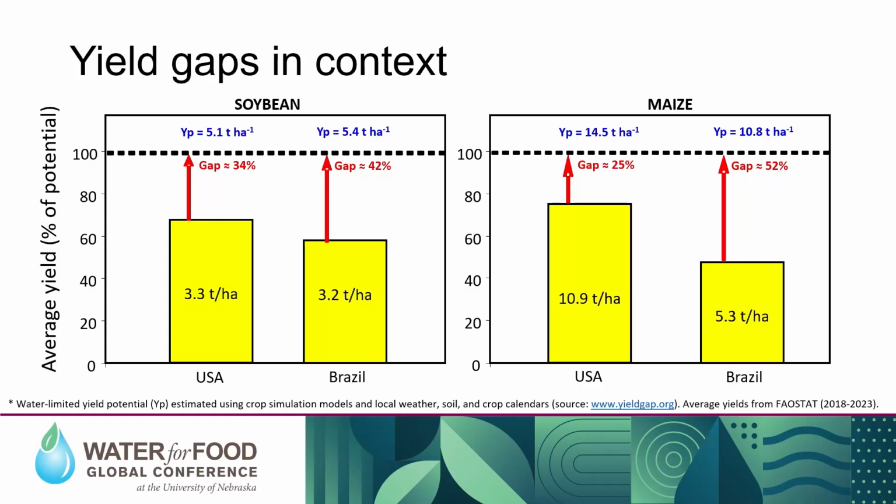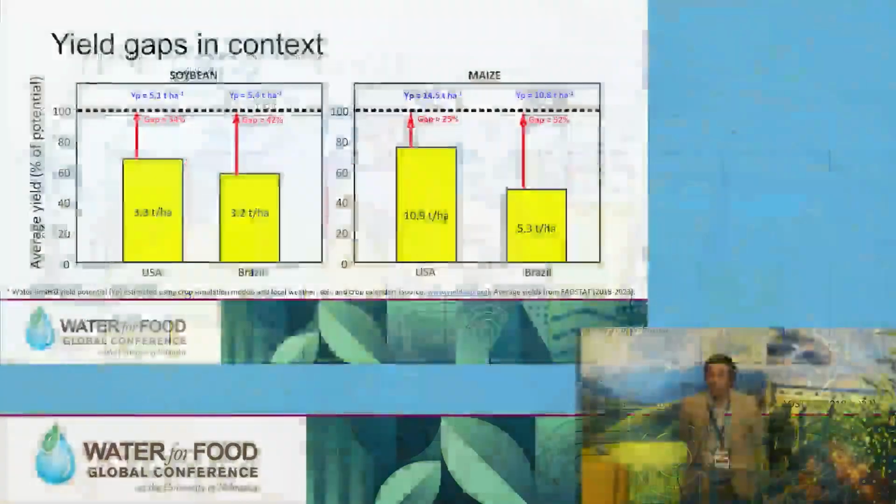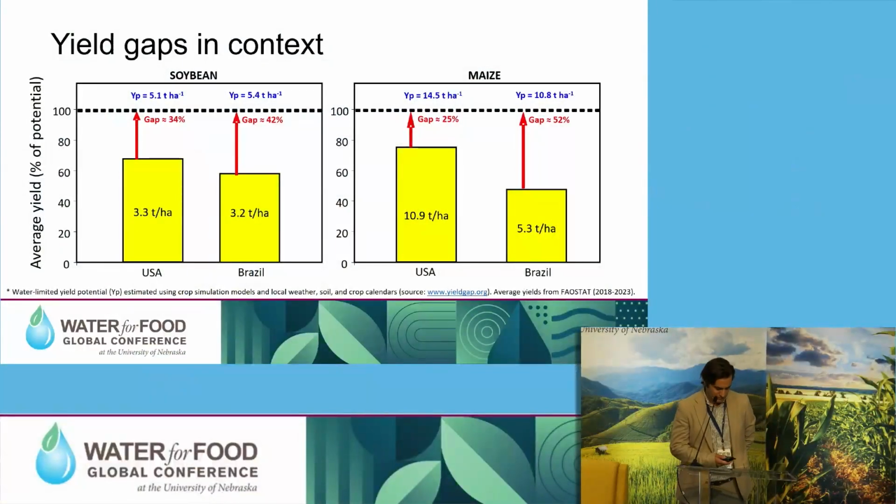So again, important information for policymakers, for people who would like to intensify agriculture in Brazil. An important message to give them is that the yield gap of cereal crops is much larger compared with that of soybean, which again has implications not only in terms of production, but also in terms of soil health and carbon sequestration.